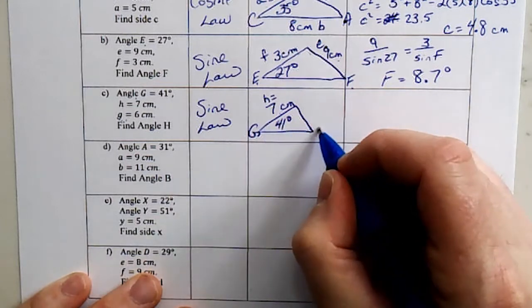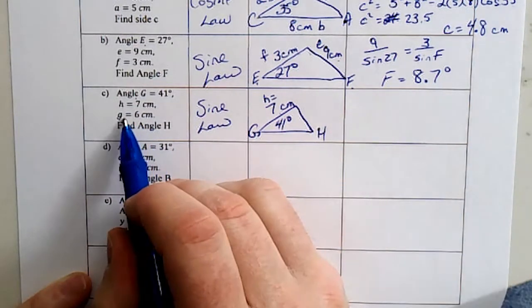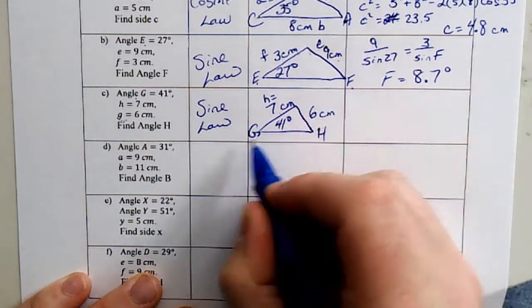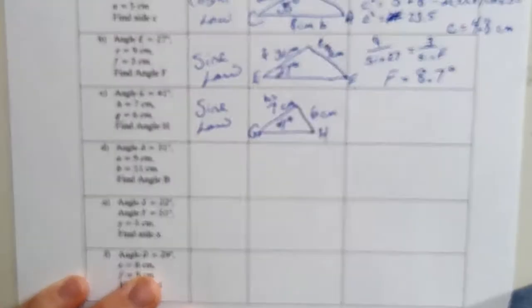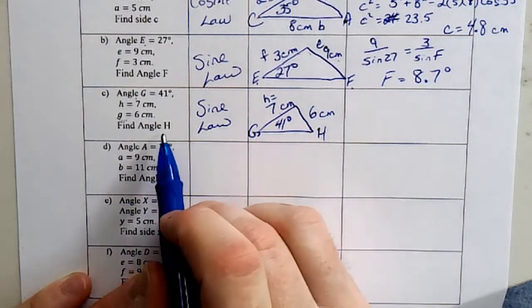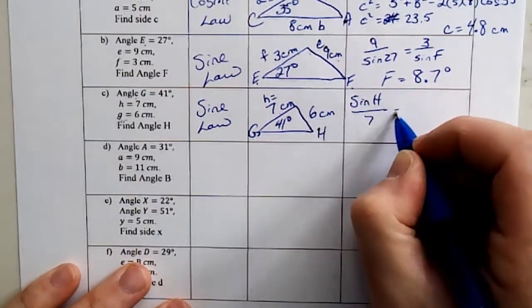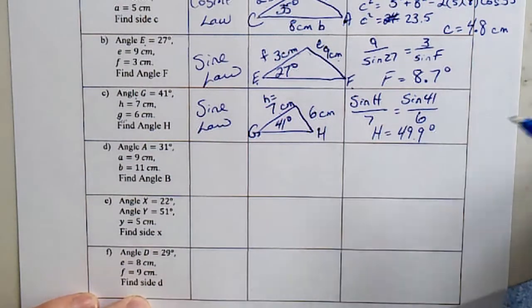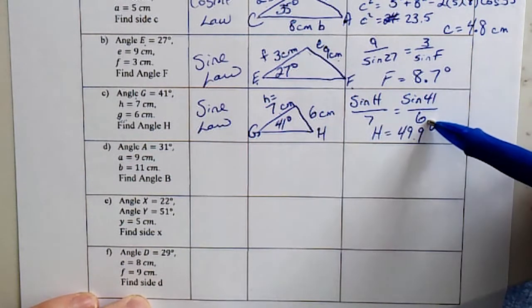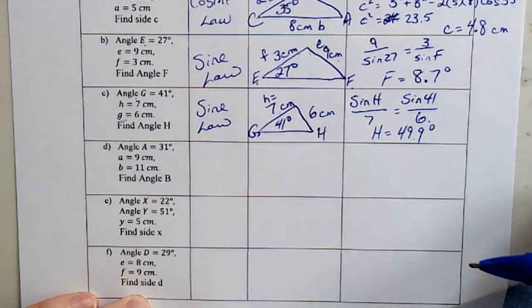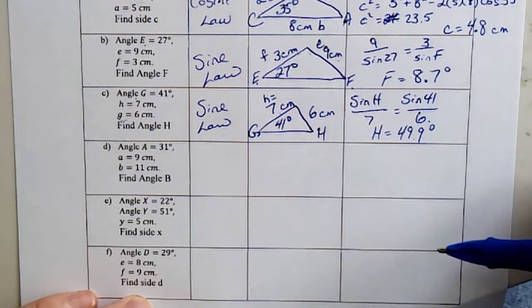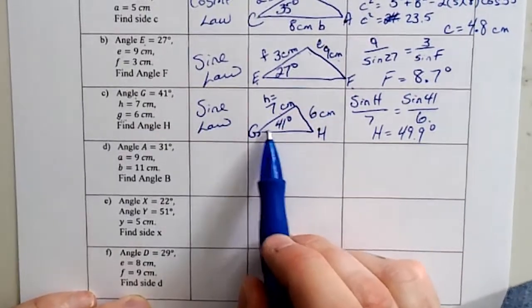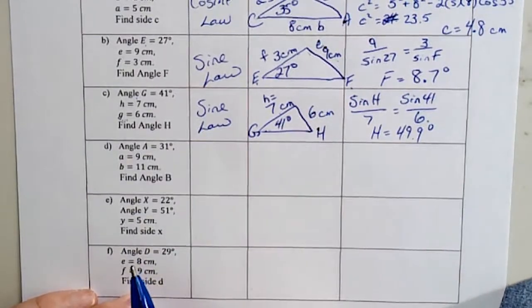So this is capital H. Side G is 6 centimeters, and it has to go across from angle G. I'm finding angle H. And cross multiply, divide by 6, and then I have to sine inverse, so I get 49.9 degrees, which makes sense. 6 and 7 are really close, which means these two angles will be really close.